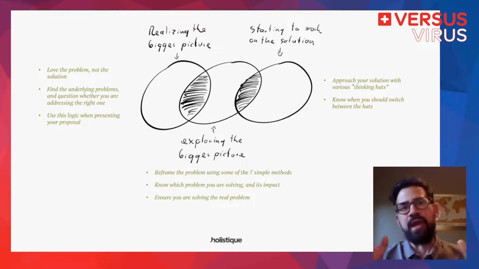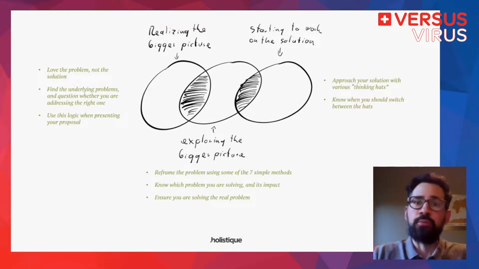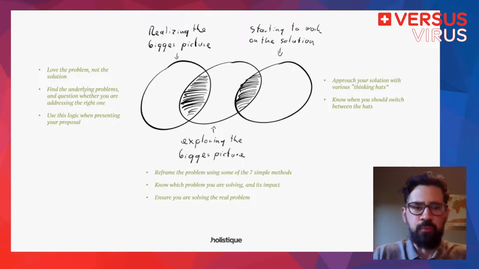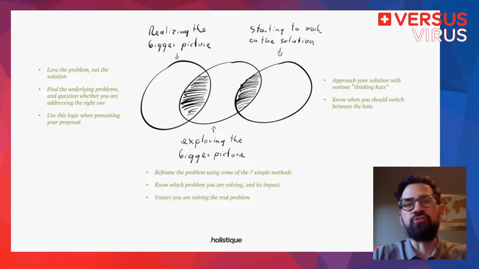It's not just by accident that you're thinking of this. Then the next piece was exploring the bigger picture. So here, reframe the problem using some of the seven simple methods that I mentioned to you. Know which problem you are solving and know what the impact of it is, and ensure that you are solving real problems, things that really do exist, and that it's not a solution that you put in place and will not have an effect.